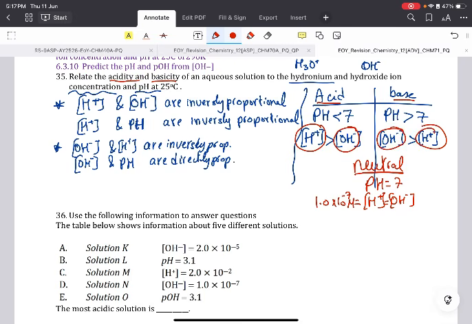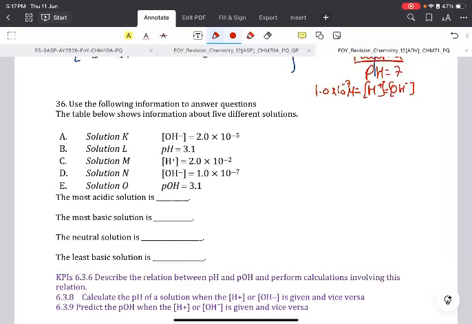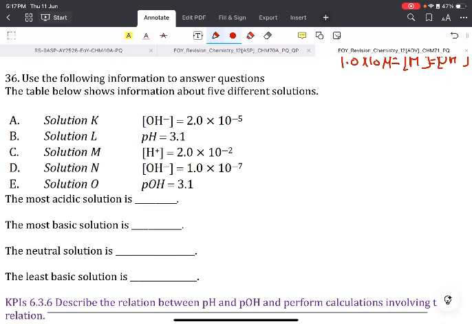This is what they want. They want to know which one is higher, which one is less, and related to the acidity, saying if pH is less or above 7. Use the following information to answer questions. The table below shows the information about 5 different solutions.